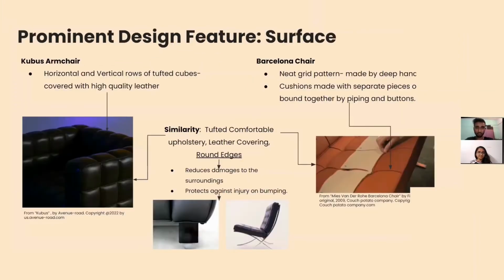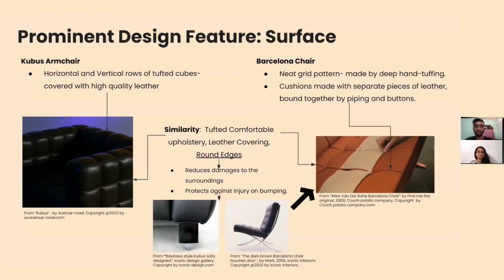When it comes to surface, as witnessed in the pictures, both the chairs have cushions covered in leather hide. Lilly Reich, a designer, collaborated with Mies to create the neat grid pattern on the Barcelona chair using leather. Its upholstery consisted of small individual squares of leather stitched together. Piping was used to cover the stitches and give the chair a clean look. Originally, pig hide was used as the leather for the Barcelona chair, which was later replaced with cowhide.